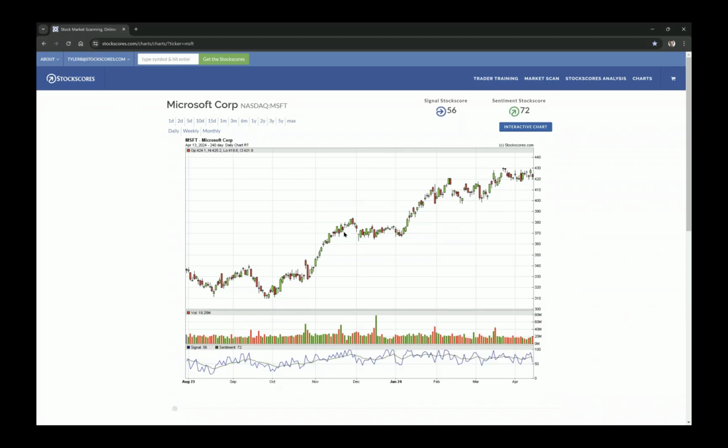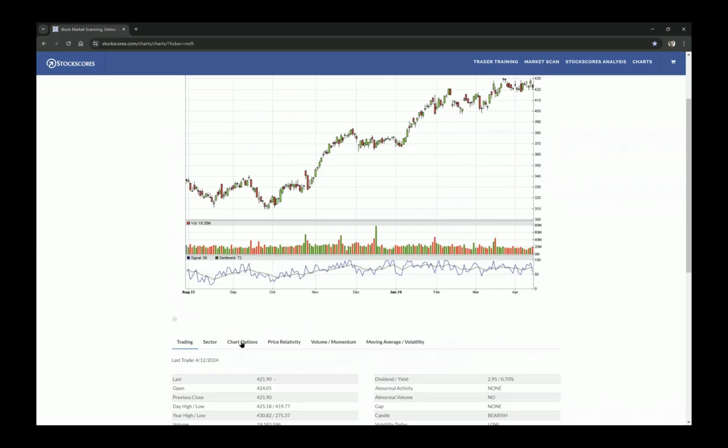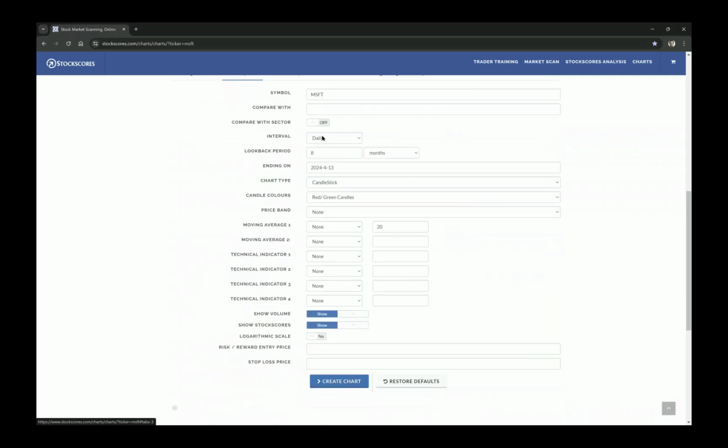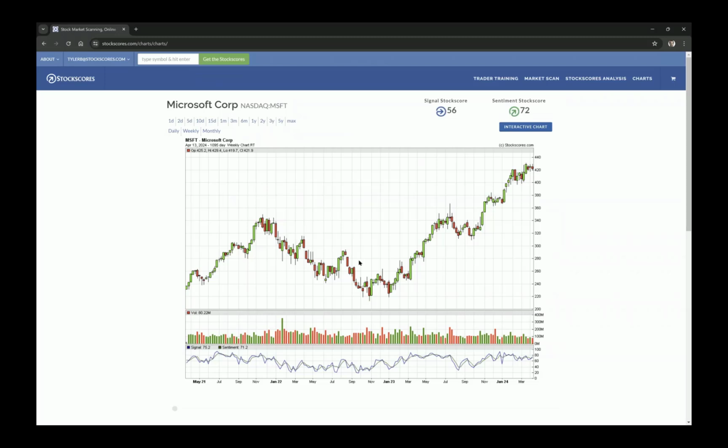And this, by the way, is a free tool. Being able to look at charts on Stockscores is free. You can always do that, see what the scores are and look at your charts. So I'm going to go down to the chart options tab below the chart. And here you can see that it's currently set to daily 8-month. I'm going to change this to weekly and make it a 3-year chart and click Create Chart. And now I've got a 3-year weekly chart of Microsoft.